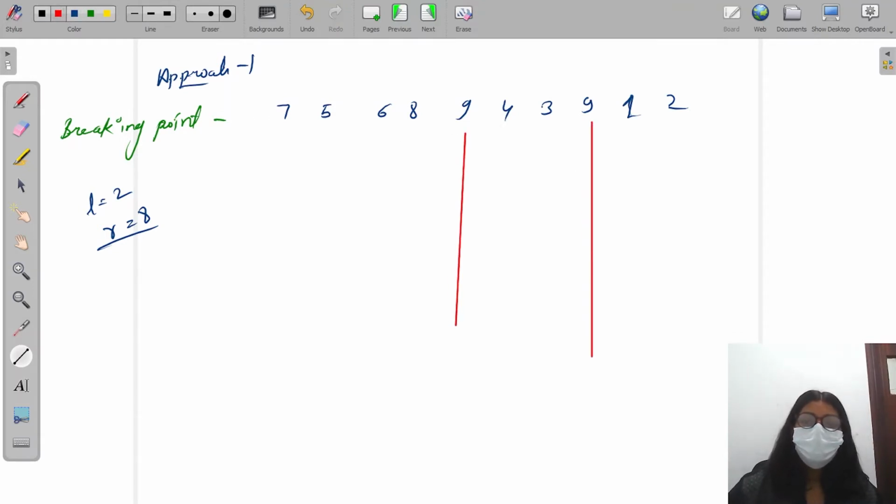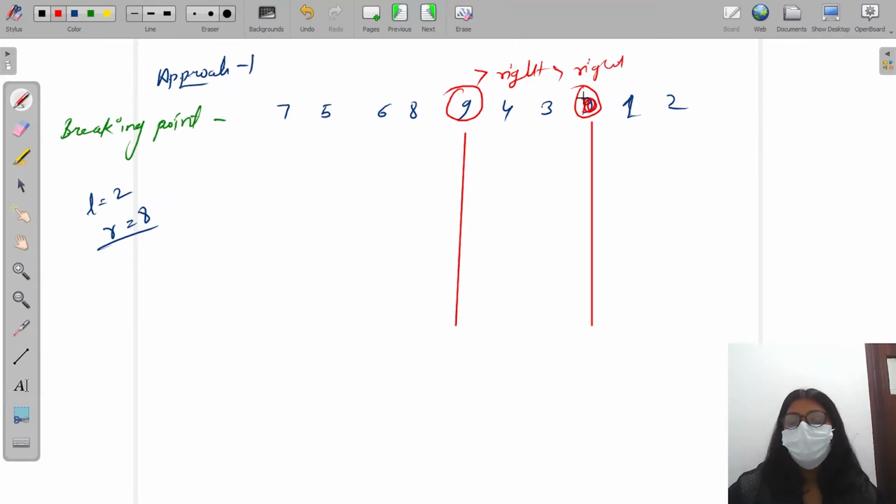This is my breaking point here, right? Let's say, what does breaking point mean? Breaking point is the element that I have to exclude. It means, because let's say if it were 10 here, this is greater than my right, that is, it is greater than my range, this is also greater than my right, so this is also out of my range.